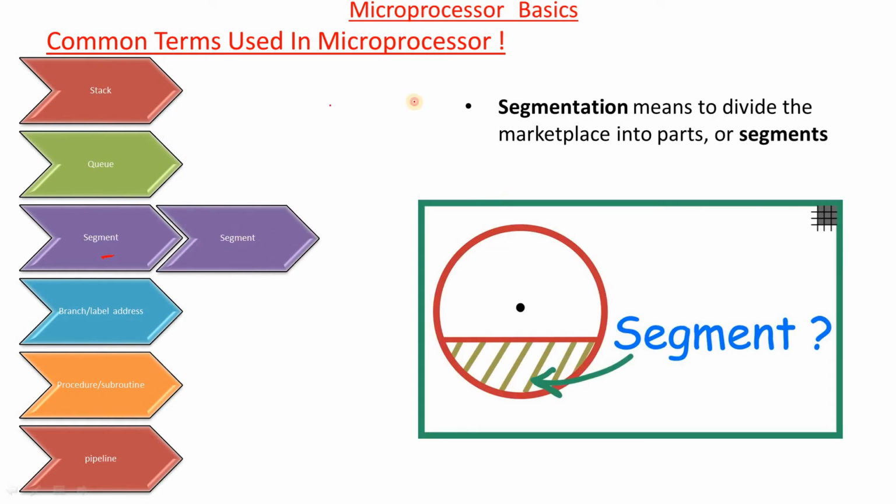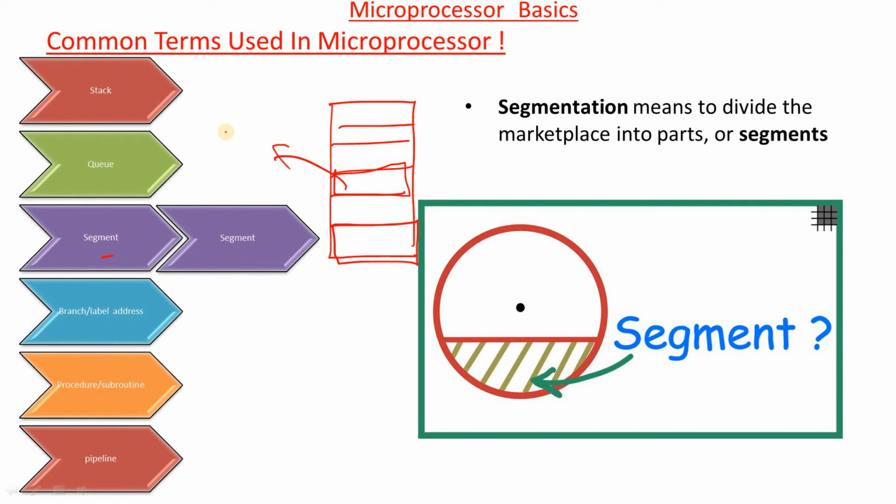Next one is the segment or segmentation. Segmentation is nothing but dividing something into different parts. In microprocessor architecture, we divide it into different parts. This is one part and this is another small part, where each small part is called a segment. Segments are chunks, C-H-U-N-K-S. Chunks are segments.